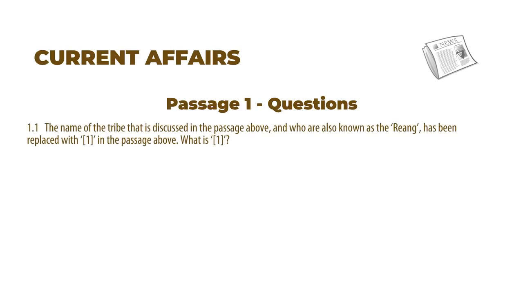The name of the tribe that is discussed in the passage above and who are also known as the Riang has been replaced with blank in the passage above. What is blank? Your options are A. Lepcha, B. Jamatia, C. Bru, or D. Halam. The correct answer is C.